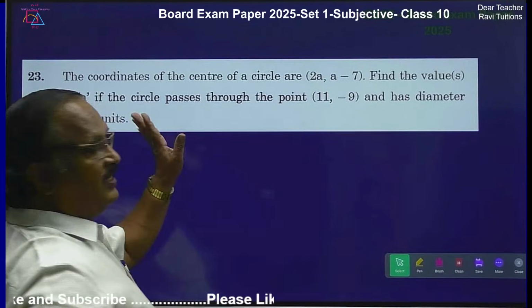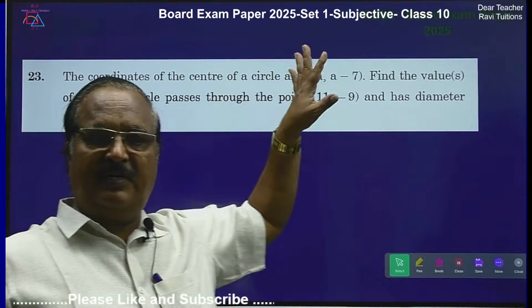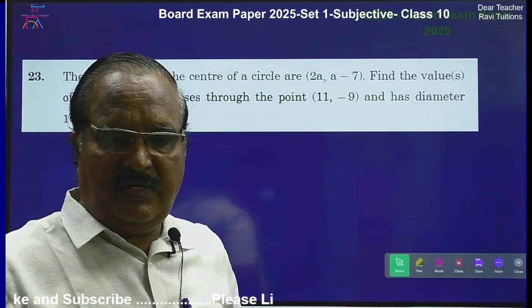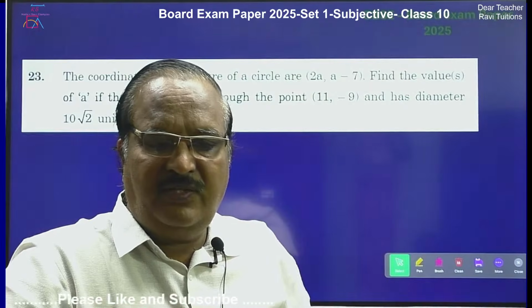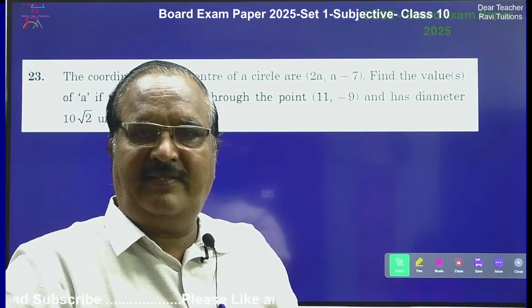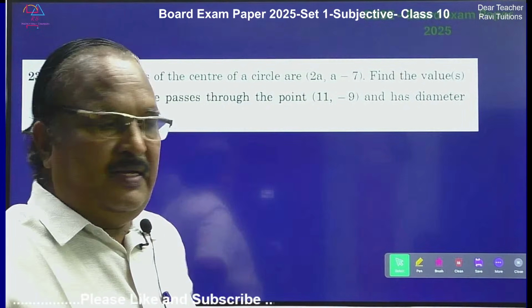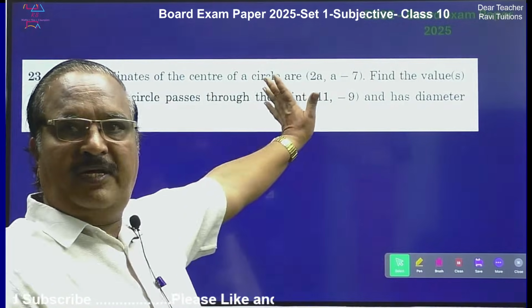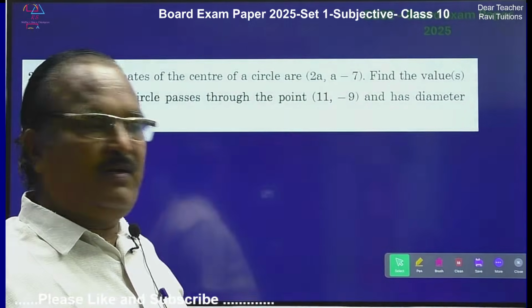So now coordinate geometry, that means distance formula, definitely you are going to get. Rohit, Yadvanshi, Jai Hind, good morning. So on distance formula definitely you will be getting one question.